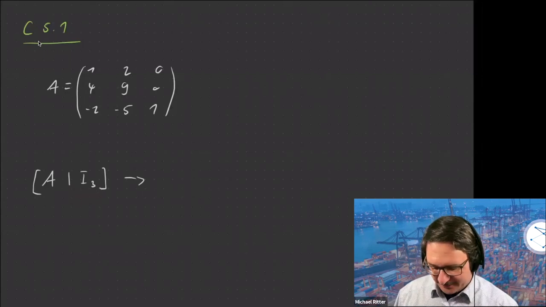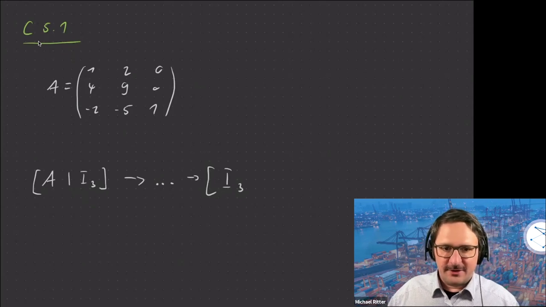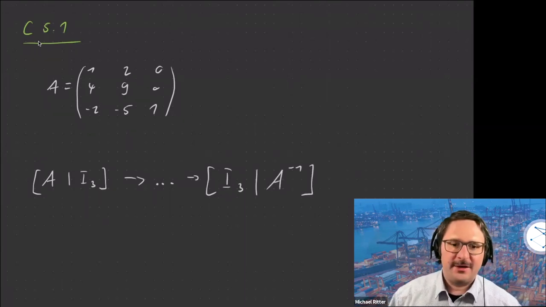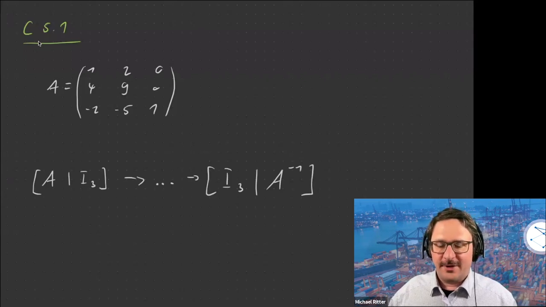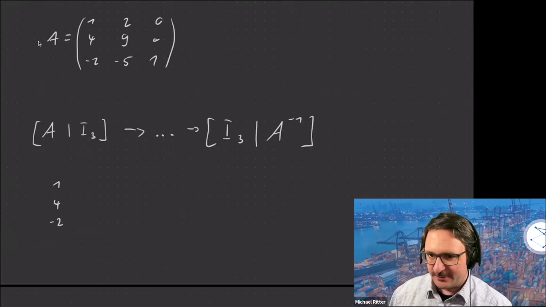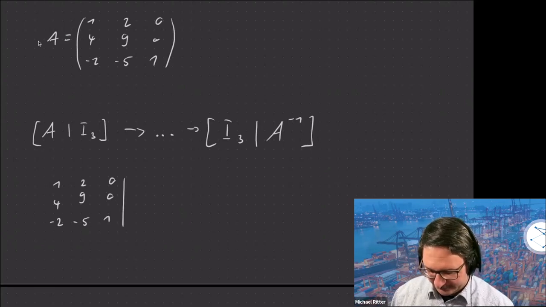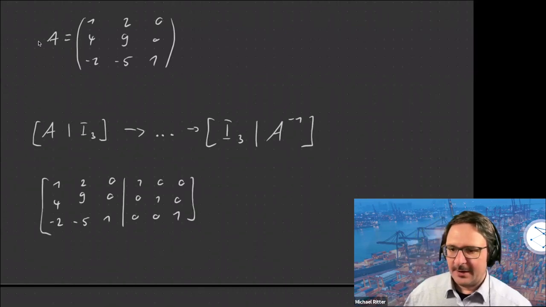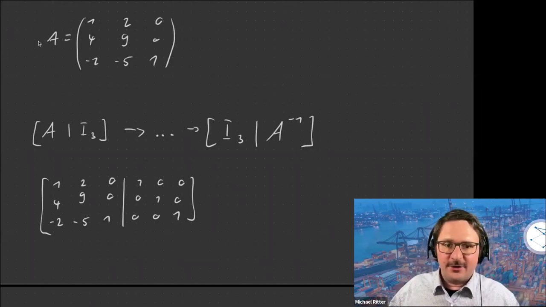And what you do to solve this is you do Gaussian elimination until the left-hand side is of the form I3. So you reformulate this to get an identity matrix. And if you did that correctly, the right-hand side will then be the inverse that you're looking for. So let's try to do this using this example here. We have this matrix here, 1, 4, -2, 2, 9, -5, and 0, 0, 1. And the right-hand sides are the columns of our identity matrix. So it looks like this. And now let's reformulate that to get an identity matrix on the left.